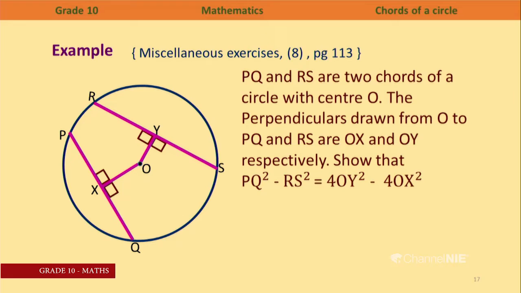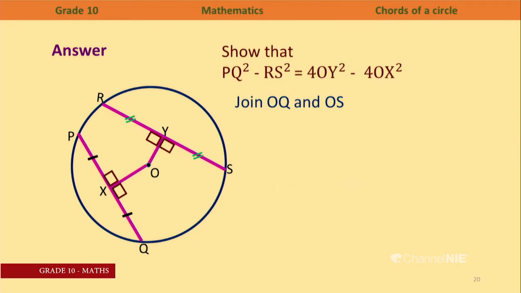So, let us see how it is happening. To show this relationship, we have to join OQ and OS. OQ and OS are the radii of this circle, O is the center, and we join them. Then we get right angle triangles. What are the right angle triangles? OXQ and OYS.